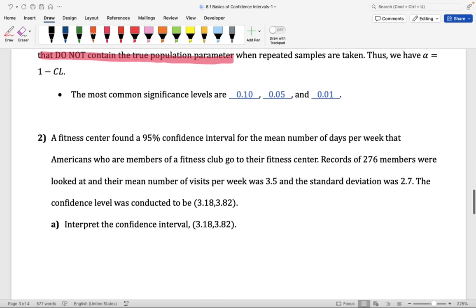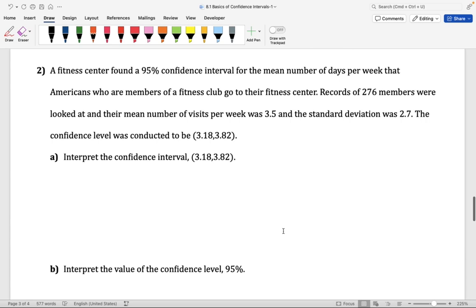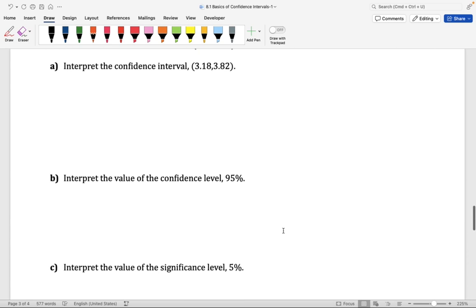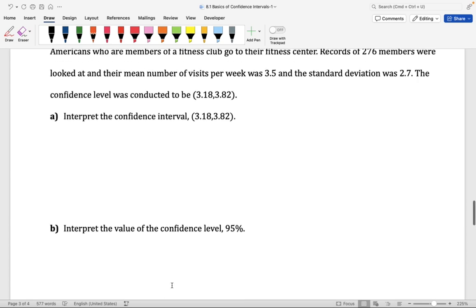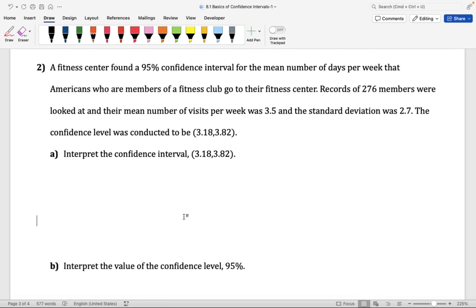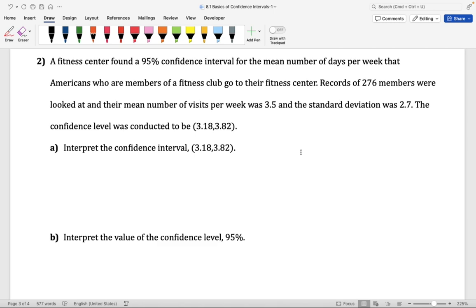Now, let's look at an example where you're being asked to interpret the confidence interval, to interpret the value of the confidence level, and to interpret the significance level. If you're able to interpret those, then you're showing me that you know what they are and you know what they represent. A fitness center found a 95% confidence level for the mean number of days per week that Americans who are members of the fitness club go to their fitness center. Here we have the confidence level expressed as a percentage. Most of the time we write this percentage as a proportion. So we would write the confidence level is equal to 0.95.